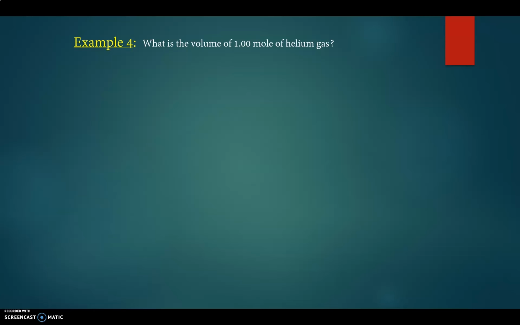All right, let's try another problem using the ideal gas law. This time we want to find the volume of 1 mole of helium. Well, there's a problem. How do we figure that out? Because we don't know all of the variables. The volume of a mole of helium could be a lot of different things. What else affects the volume of a gas? Of course, the pressure and temperature, so our answer will depend on what the pressure and temperature are.